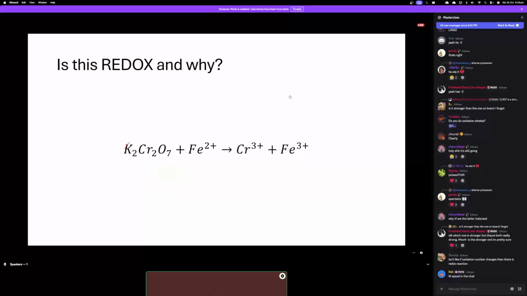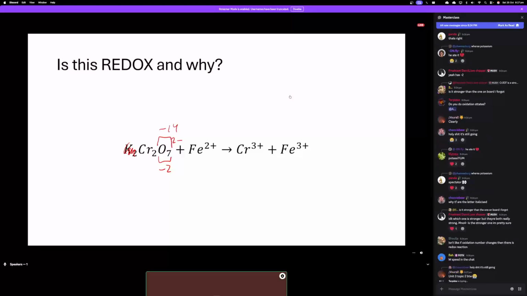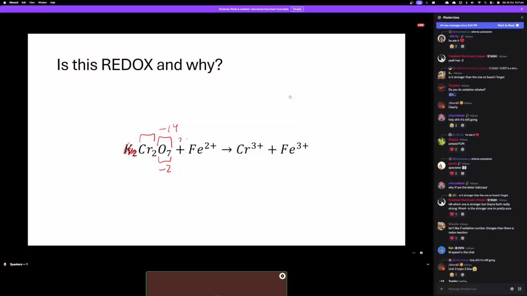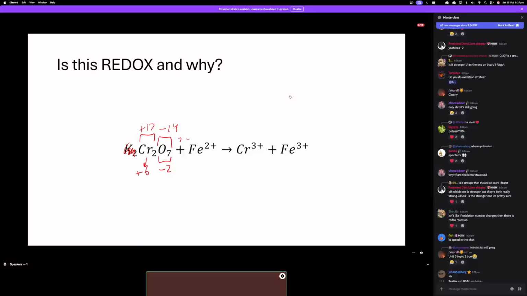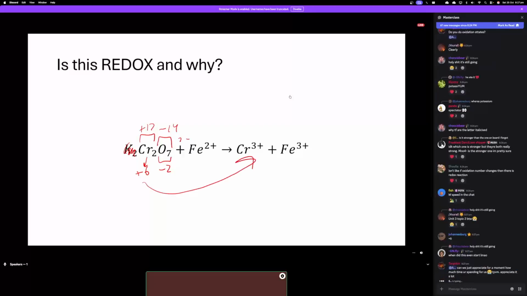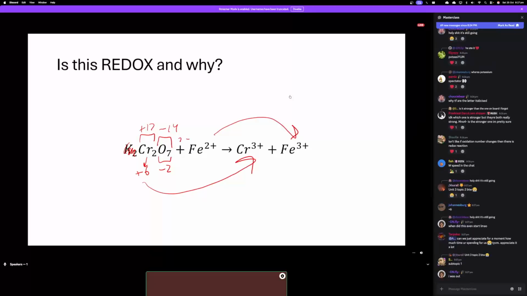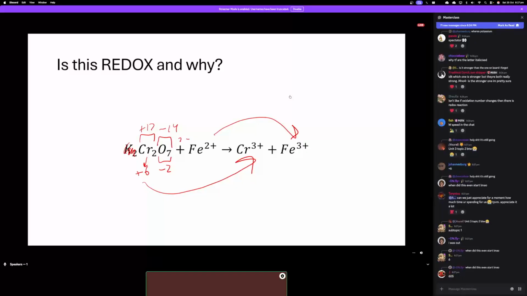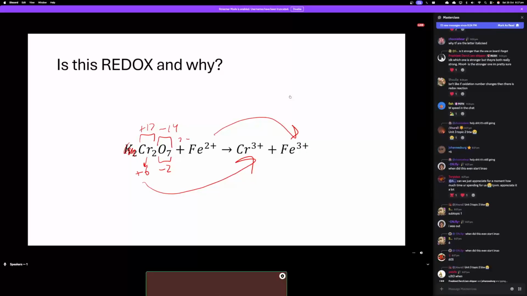Each. Let's just look at this. This is -2. This whole thing is -14, so because it's 2 minus, this should be +12. So each one should be +6. So chromium goes from +6 to +3, and 2 to 3. So one of them gets reduced, one of them gets oxidized.